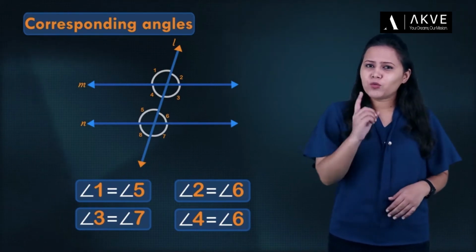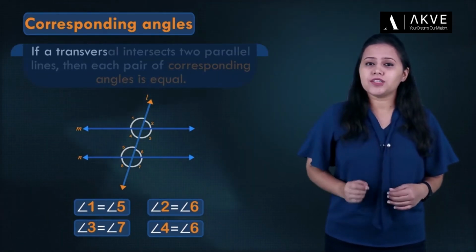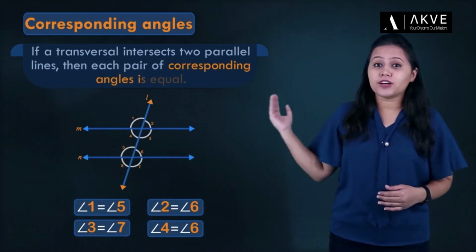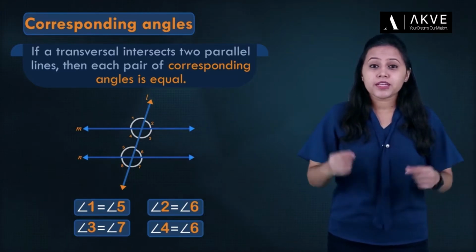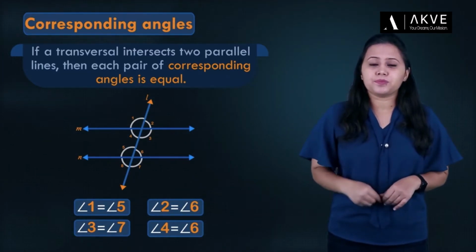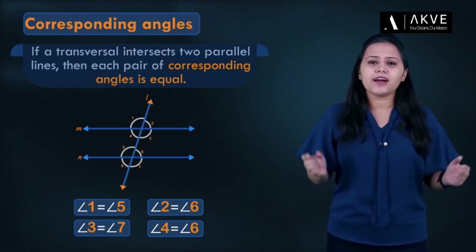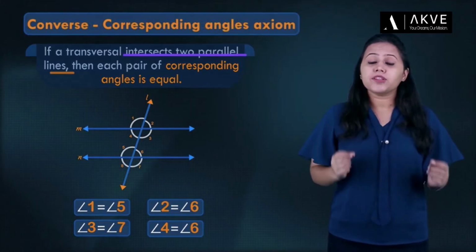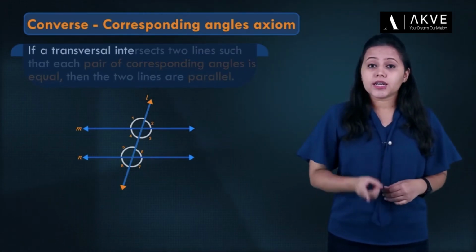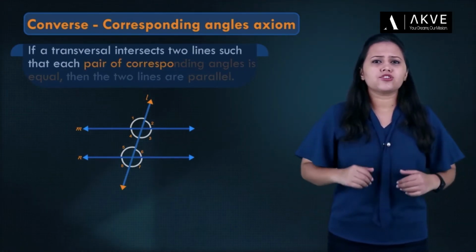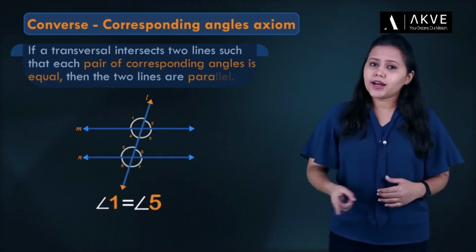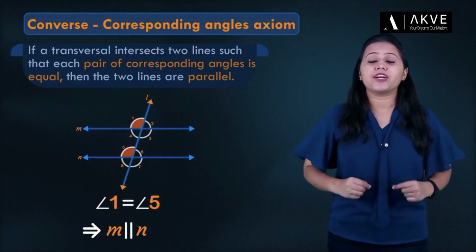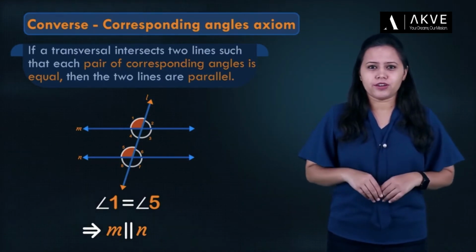So from this, we can conclude that if a transversal intersects two parallel lines, then each pair of corresponding angles is equal. This is actually an axiom, also known as corresponding angles axiom. Now what if this axiom is flipped? Can we then say that if a transversal intersects two lines such that each pair of corresponding angles is equal, then the two lines are parallel? We very well can. This is true in general.